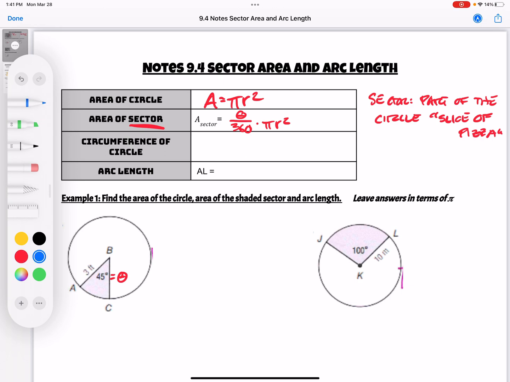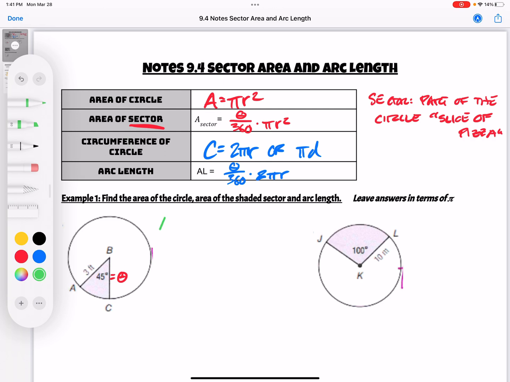times pi r squared. If I'm doing circumference, that is 2 pi r, or sometimes we also use pi d because diameter is twice the radius. And the arc length is the same thing. It's just theta over 360 times 2 pi r. All right? So with that in mind, we can solve for these guys. Find the area of the circle, area of the shaded sector, and the arc length.